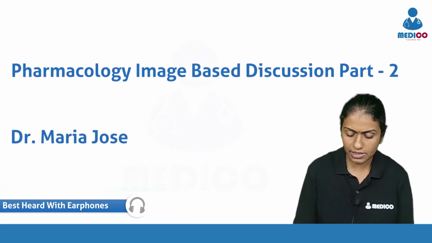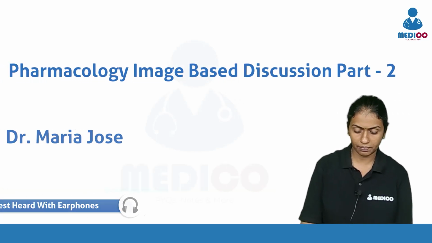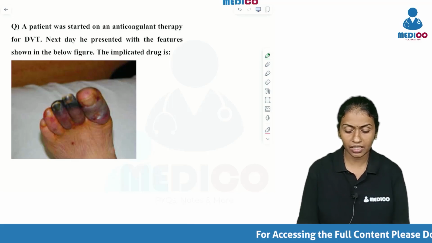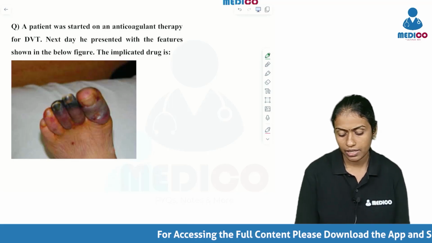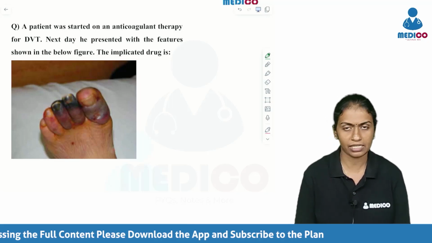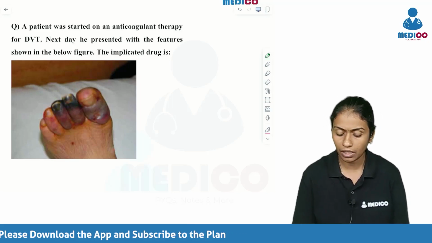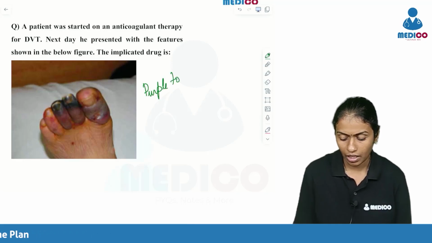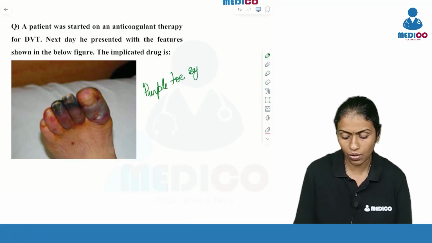A patient was started on an anticoagulant therapy for DVT, and the next day he presented with features shown. Identify the implicated drug. This is not a very common side effect. This is known as the purple toe syndrome, which is seen with warfarin, and warfarin is an oral anticoagulant.